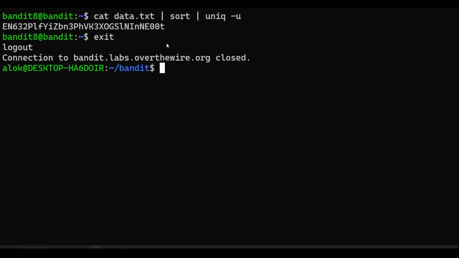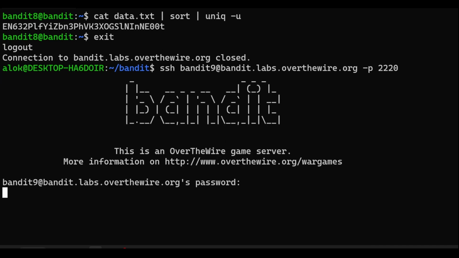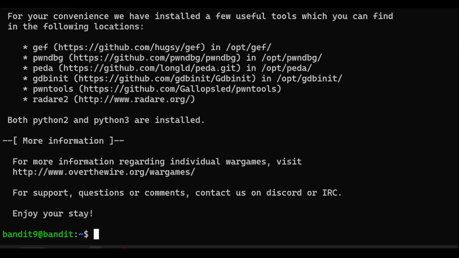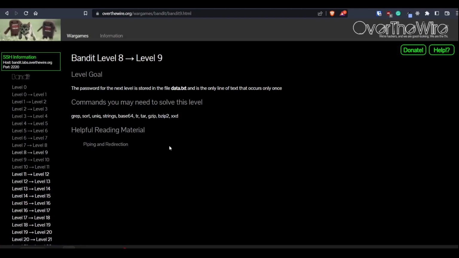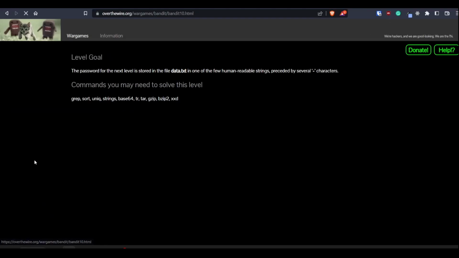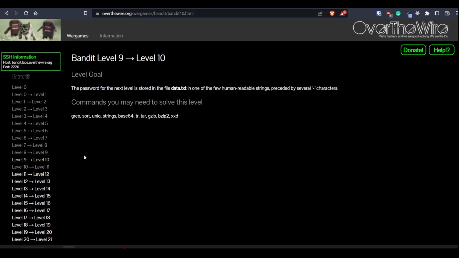And now let's try the next level. Oh my god. Okay, let's do ls first. Okay, so the next level. The password for the next level is stored in the file data. It is one of the few human readable strings. Okay, this is one of the few preceded by several equal to characters.